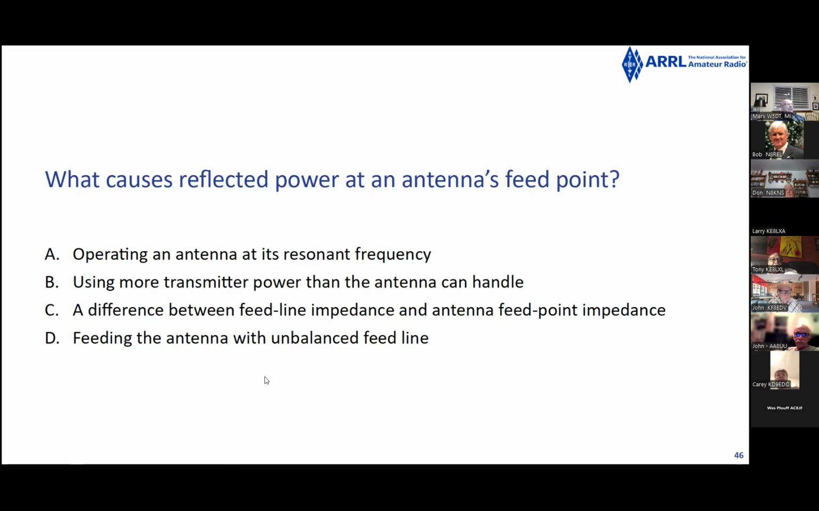What causes reflected power at an antenna's feed point? Operating an antenna at a resonant frequency, using more transmitter power than the antenna can handle, the difference between feed line impedance and antenna feed point impedance, feeding the antenna with unbalanced feed line. C. C, yes, a difference between feed line impedance and antenna feed point impedance.